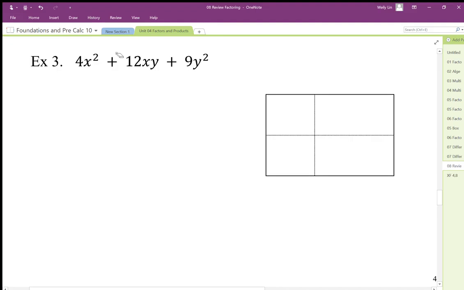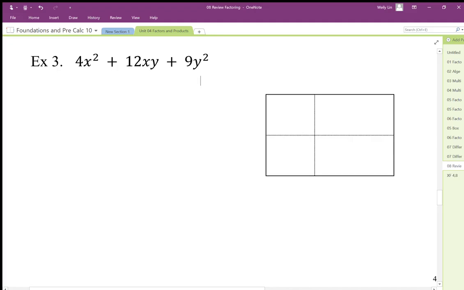We have 4x squared plus 12xy plus 9y squared. Now we have a bunch of extra variables here, but it seems that it will fit our area, because if we put 4, well, first of all, is there a greatest common factor? There's no greatest common factor.